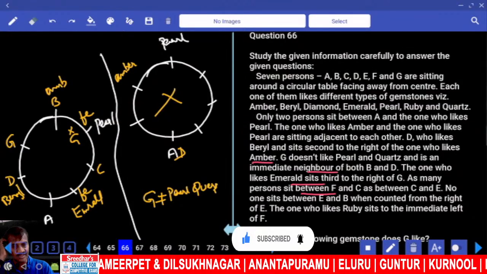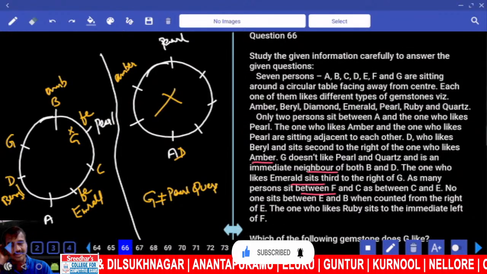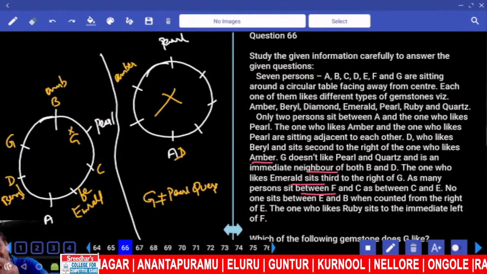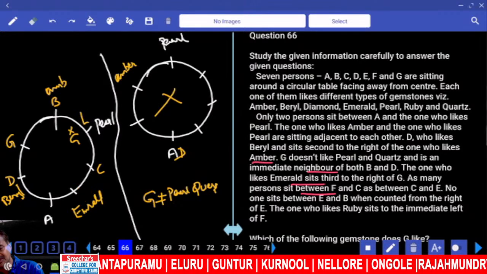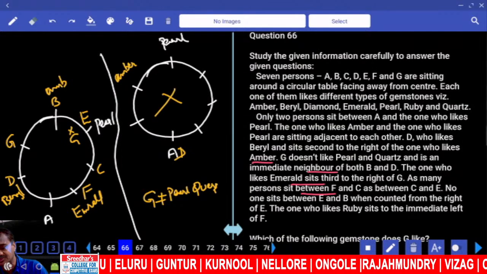No one sits between E and B when counted from the right of E. Right of E, no one between E and B. That means C and B must be adjacent to each other. E is here, F must be here.